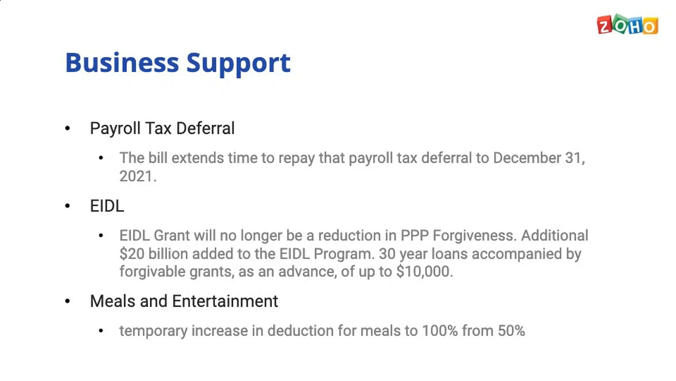Yeah, and they added $20 billion to the EIDL program, and basically this is a non-forgivable loan, and it's a 30-year loan. You can put it towards your business, and you can get up to $10,000 in advance. That is the part that you don't have to pay back. It's a grant, so you just get $10,000, an advance to help you out in the rough times, and you don't have to worry about paying it back, and it doesn't lower your PPP loan as well.